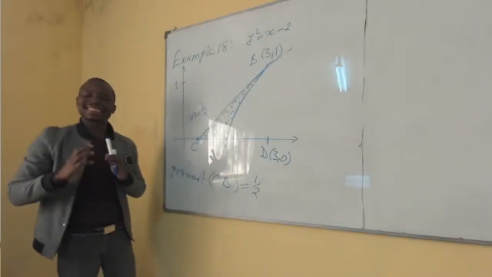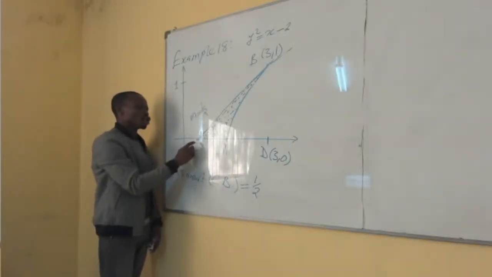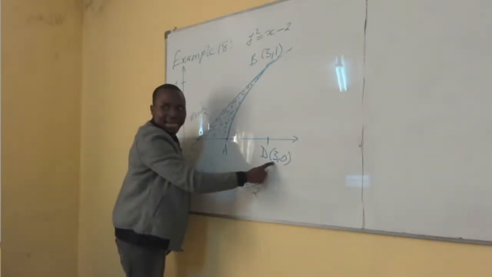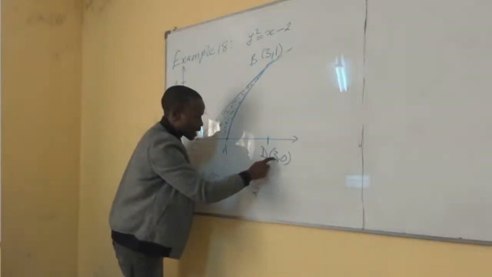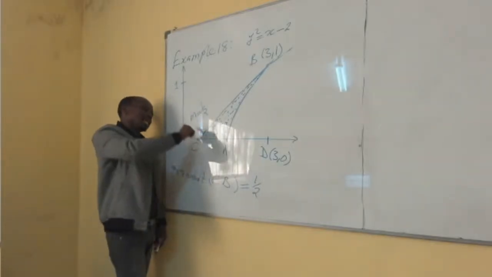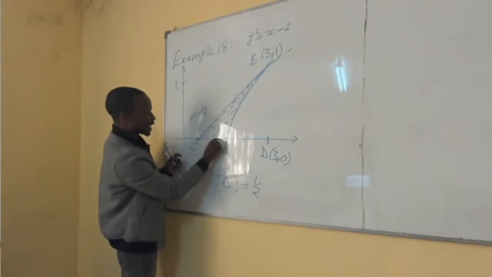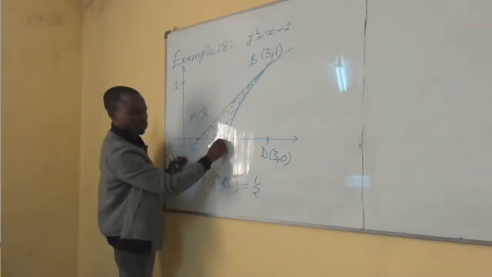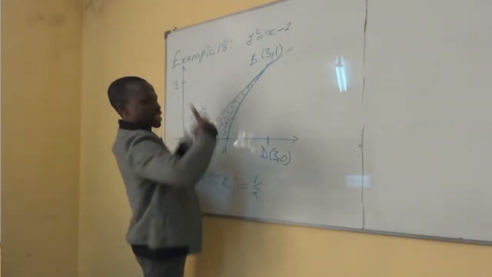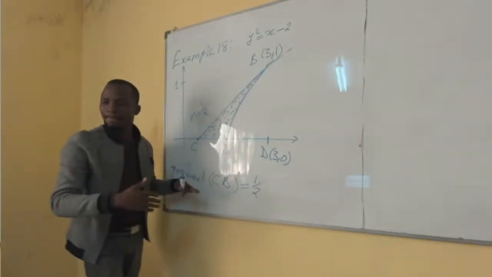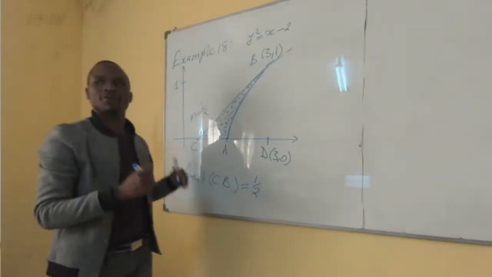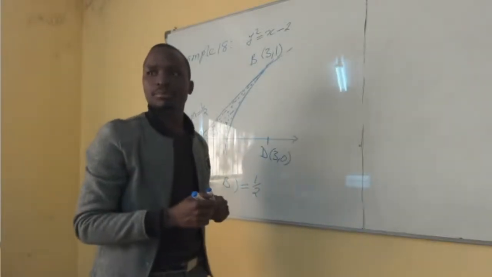Okay, so the secret here is, we don't know C, but D is giving us the x coordinate being 3. We have to find the coordinates of C, because this is the axis of rotation. So when we rotate, it will start rotating like that. That's the volume that we are looking for.